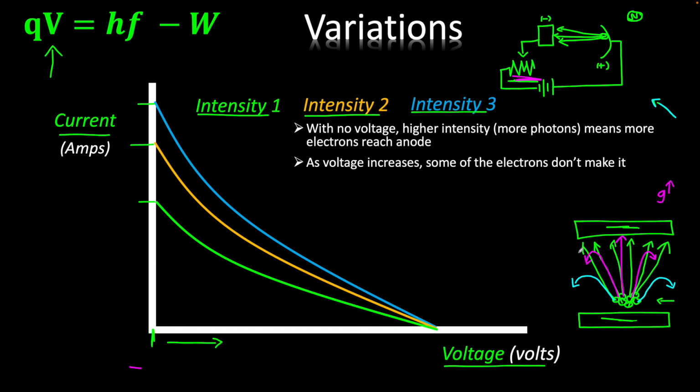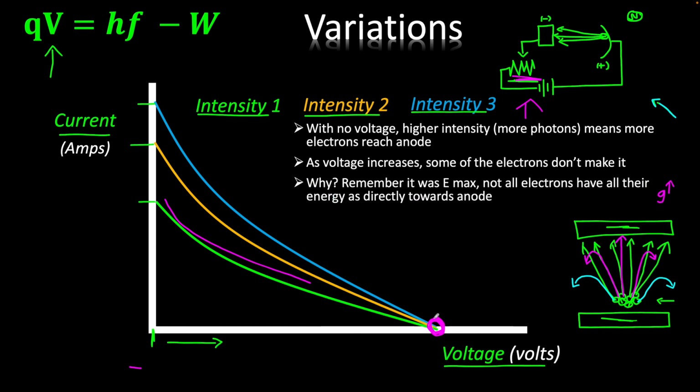But as I start increasing gravity, or in this case, increasing voltage, then we're going to see a downwards curve where it starts stopping more and more electrons until we reach this point, the voltage that stops all electrons. And our stopping voltage would be right here, no matter the intensity. It's stopping all of the electrons. So just in the notes, a reminder there that the reason why this is curving like that is the energy maximum. Not all electrons have their energy directly towards the anode, like I showed over here. So some of them will make it and some of them won't. As voltage increases, fewer electrons are making it to the other side.